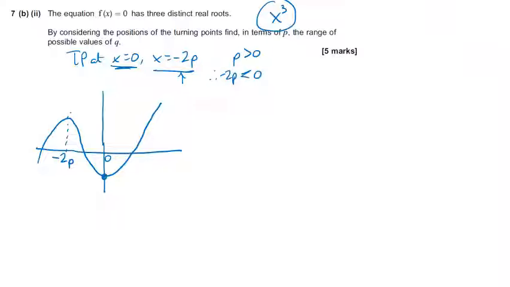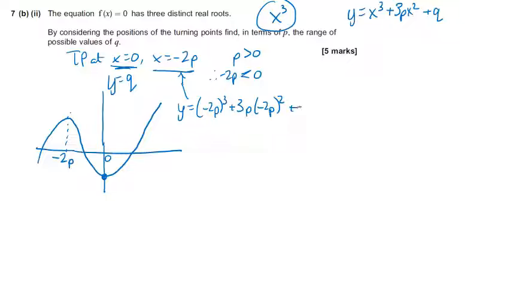Now, if we just substitute back into the equation we had at the start, so let's just write that down again. So it was x cubed plus 3p x squared plus q. So when x is 0, y is simply equal to q. But when x is equal to minus 2p, the y value there will be minus 2p cubed plus 3p times minus 2p squared plus q.